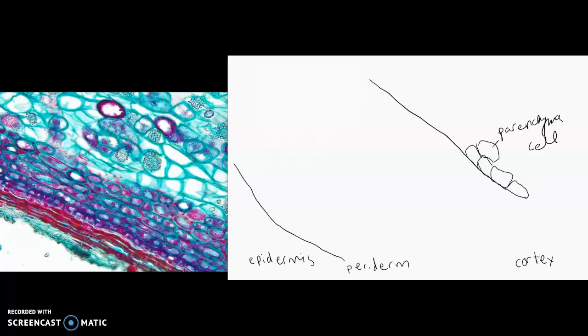So we have the phellum on the outside of our periderm. Then we have the phellogen. And then we have our phelloderm towards the inside and touching our cortex.